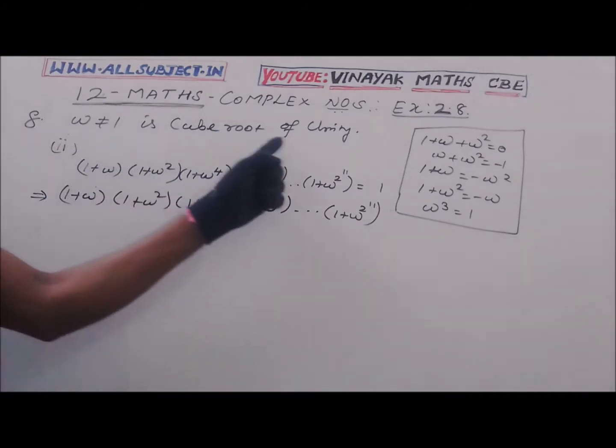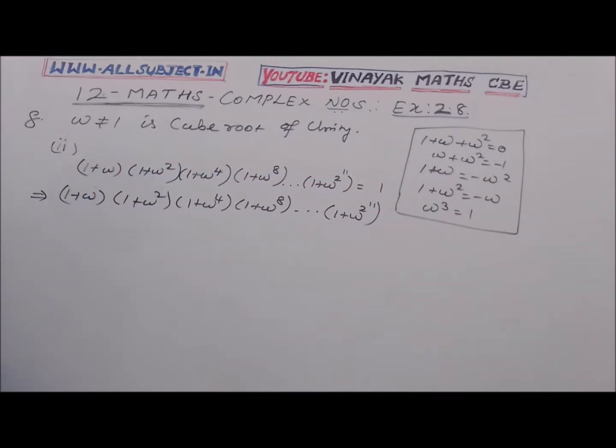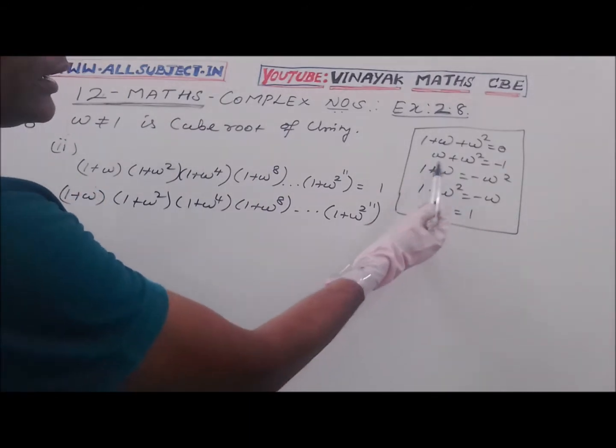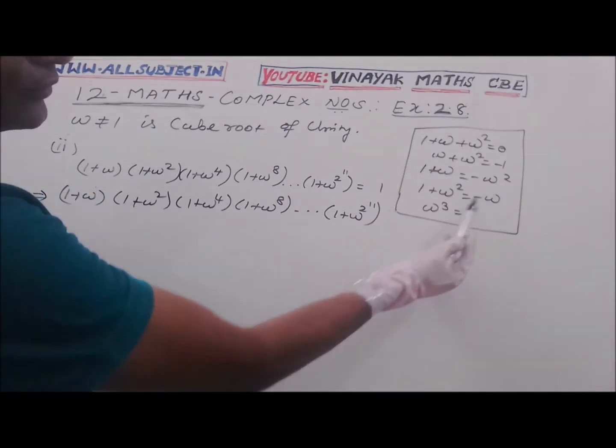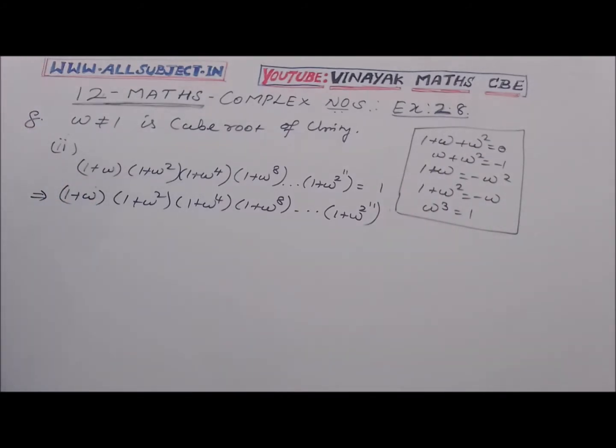If omega is a cube root of unity, we have 1 plus omega plus omega square is 0. And omega plus omega square equal to minus 1. And 1 plus omega equal to minus omega square, 1 plus omega square equal to minus omega. And omega cube equal to 1.